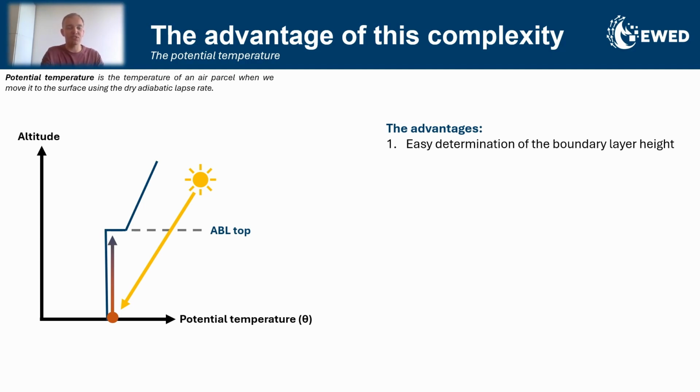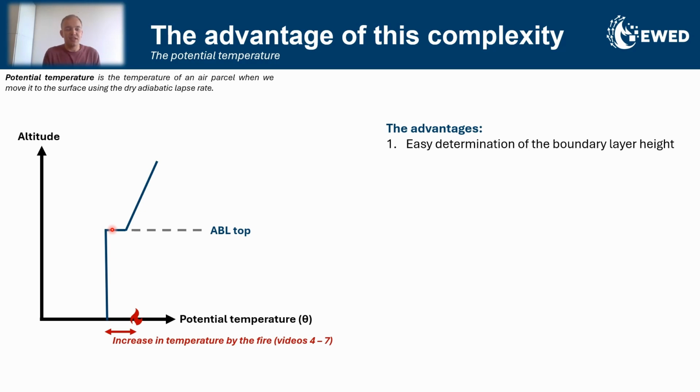Because if we imagine a parcel rising any further than this level, it becomes colder than the environment. So in this case, we know that parcels can rise freely up to here, and that is thus the top of the convective boundary layer. So this is determining the boundary layer height, but we can do the same for fires.